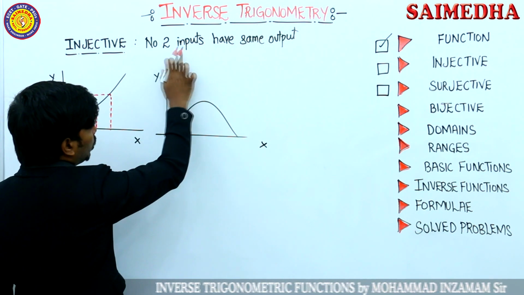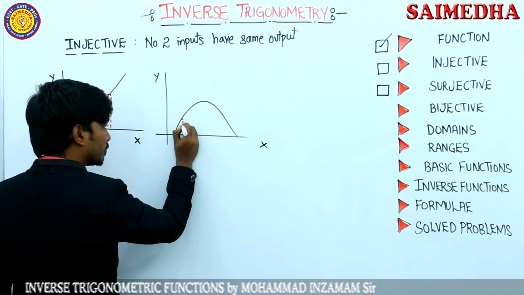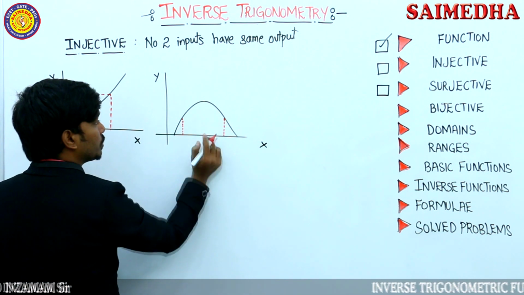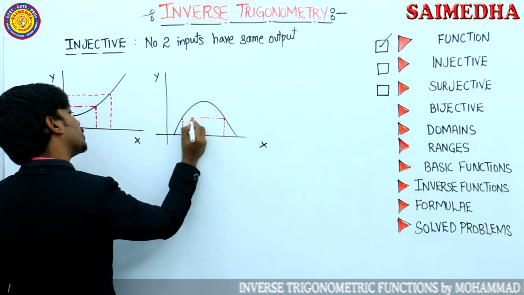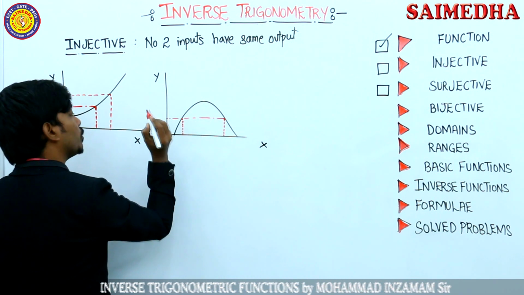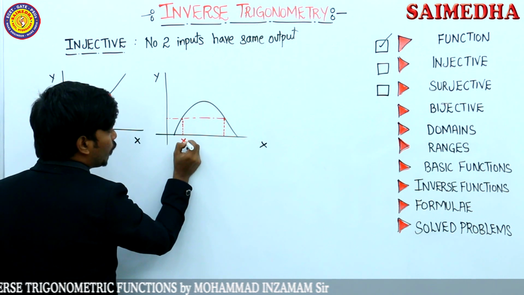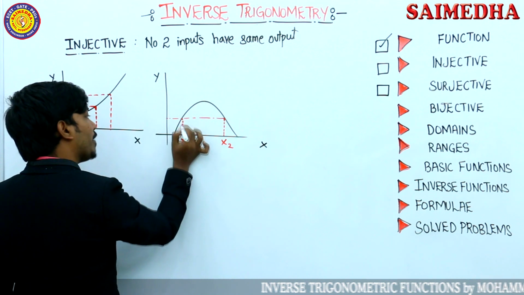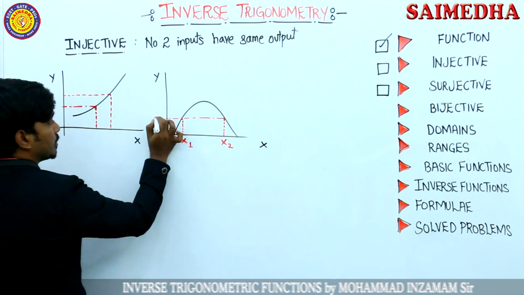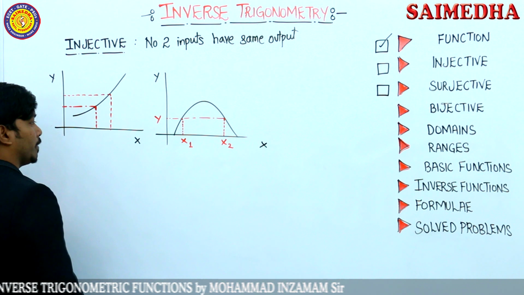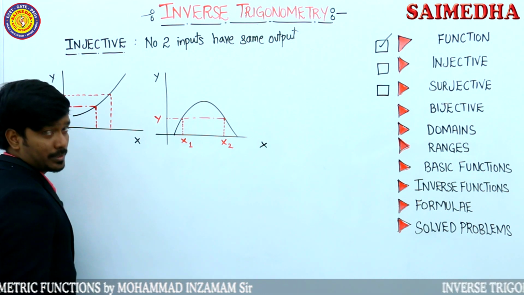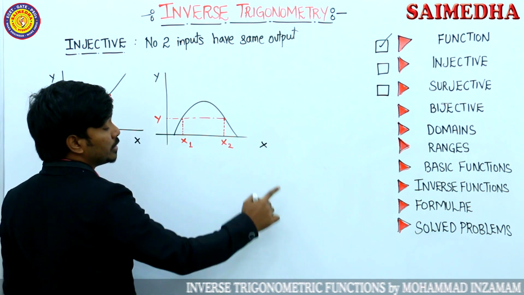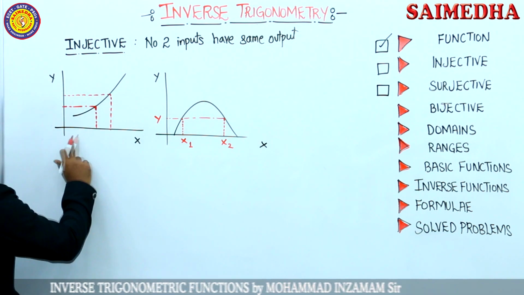Observe here, no two inputs must have the same output. So now, for this value of x1 and this value of x2, guys, you are having the same value of y or not? Yes, you are having the same value of y. That is, for y1, y2, both are the same. Two inputs are having the same output. That means it is not an injective function. This is an injective function.